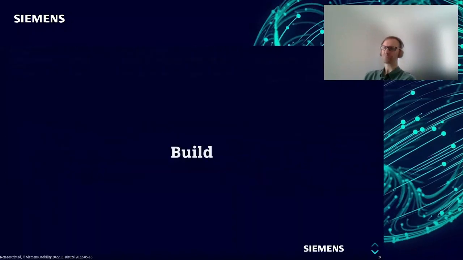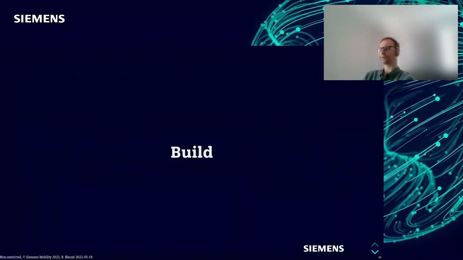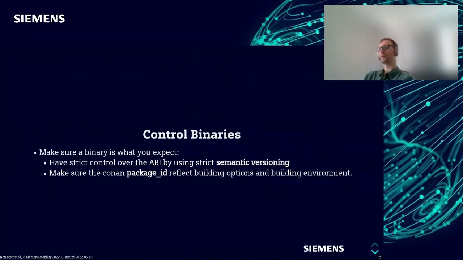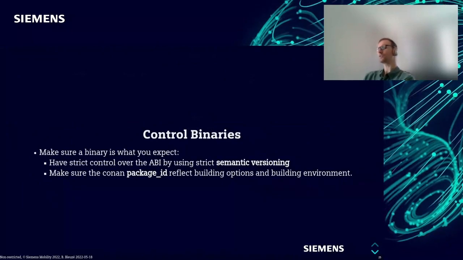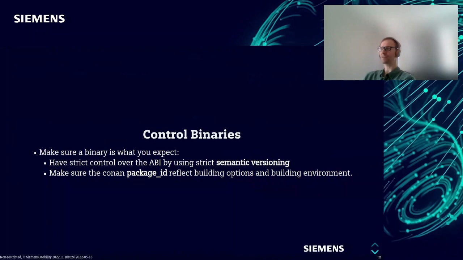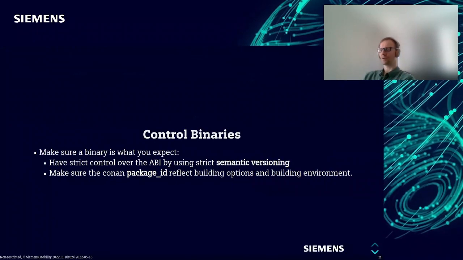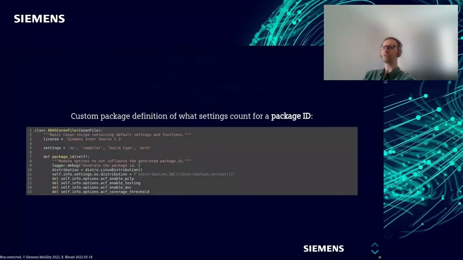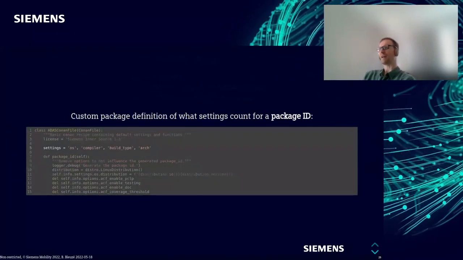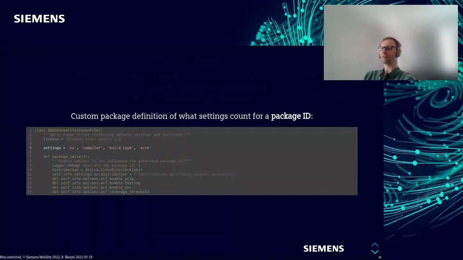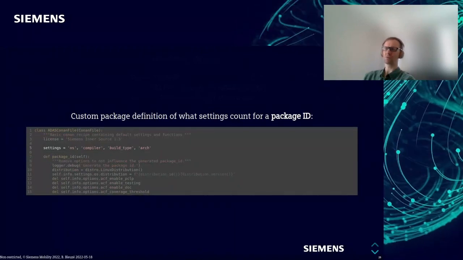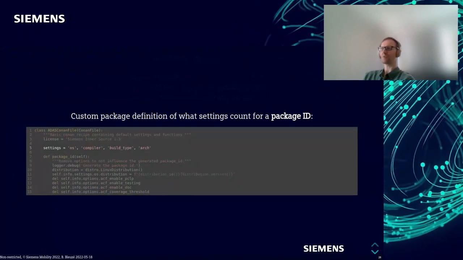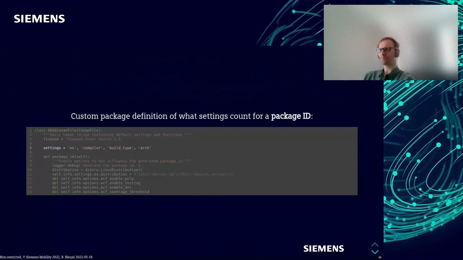All right. How do you build? Right. So I said you need to control your binaries, and you want to make sure that your ABI is what you want, that your package ID reflects building options and your building environment. And Conan helps you with that, right? So I already talked to you about those: platform, compiler, build time, architecture. So you can use any subset of them in your Conan file.